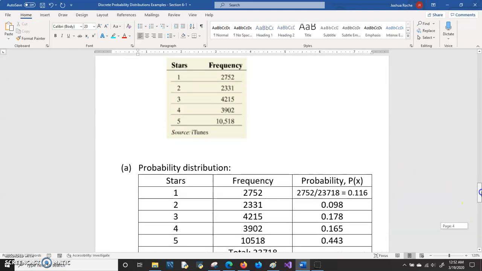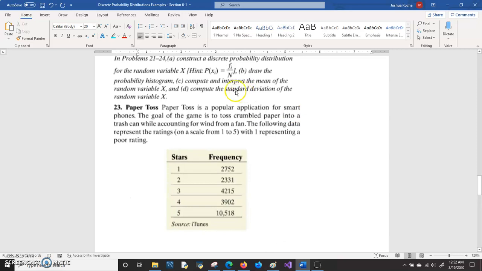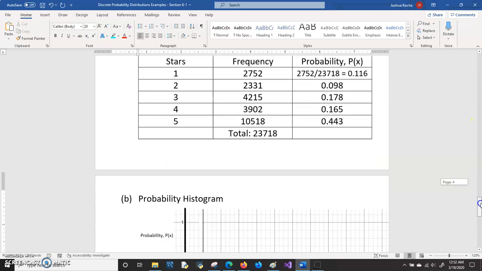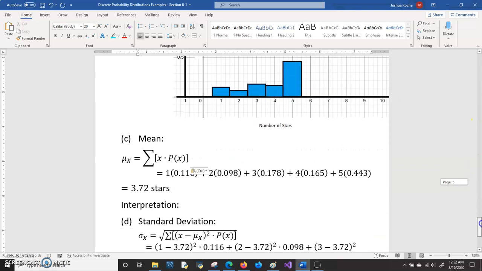In part C, they ask for the mean, and then in part D, they ask for the standard deviation, and it's going to be the same formula as before. Here's the formula for the mean. Take every x value times its probability. You do that for all of them, you add them up, and it comes out to 3.72. And the interpretation is going to be similar as before.